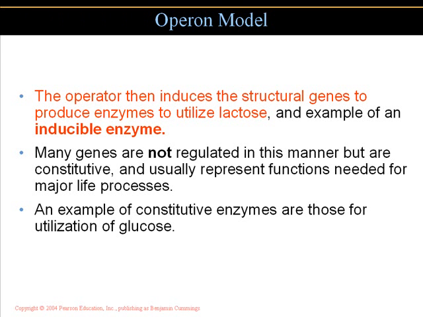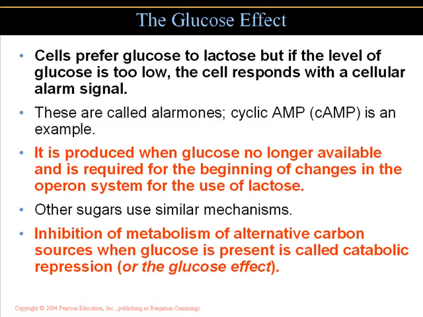Many genes are not regulated in this manner, but are constitutive, just as we've talked about before. Usually this represents the functions needed for major life processes. We see this especially in the biological system when we talk about the utilization of glucose and the enzymes involved in the breakdown of glucose. Now, in the glucose effect, cells prefer glucose to lactose, but if the level of glucose is too low, the cell will respond with a cellular alarm signal. These are called alarmones. I didn't make up that name.